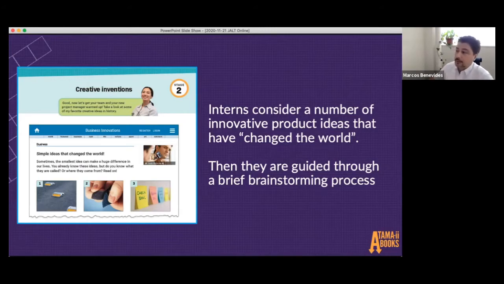So we begin by scaffolding this for students by having a reading task and a discussion task where they consider a number of innovative product ideas that have so-called changed the world. And then we guide them through a brief brainstorming process. So you can see some ideas here. The cat's eyes on the road reflect light. The next one is Velcro, as we call it in English, but actually that's a brand name. Students don't know that. And Post-it notes, or sticky notes, as the regular product is called. So they do a little bit of a reading activity and discussion based on these.